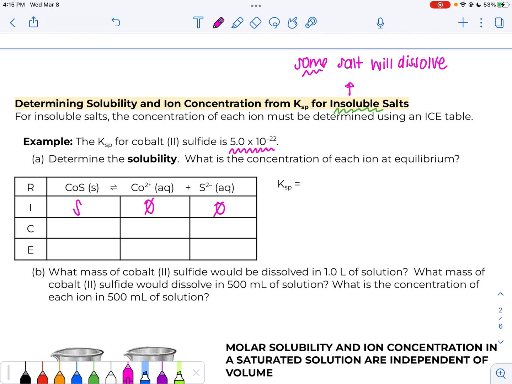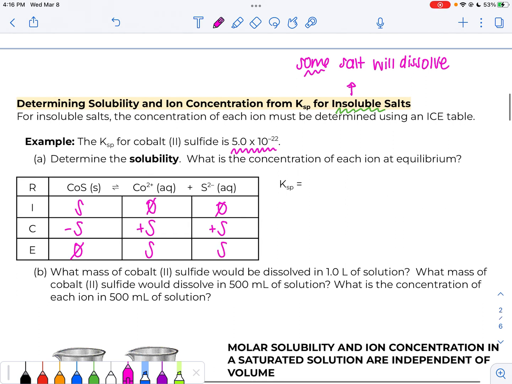There's going to be some change in our solution where we lose 1S of solubility. And then at equilibrium, we won't have any salt left because it'll be completely dissolved by definition, so our equilibrium concentration of the salt will be 0. Each of these is in a 1-to-1 ratio with the cobalt sulfide, so we're going to be adding 1S to each of these for a final equilibrium concentration of 1S.